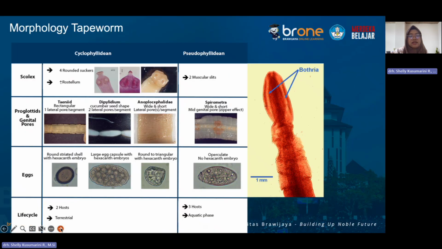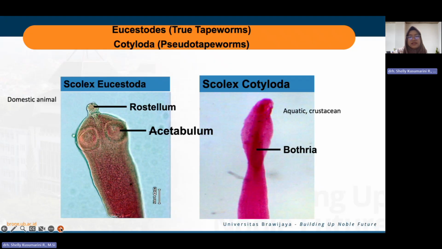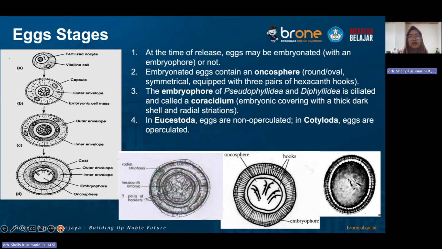And then this is the morphology of tapeworms, which consist of two groups, Cyclophyllidea and Pseudophyllidea. Cyclophyllidea have a scolex and rostellum, and Pseudophyllidea have two muscular slits we call bothria. Next, this is the visualization of the two groups, and then we continue with the egg stage.